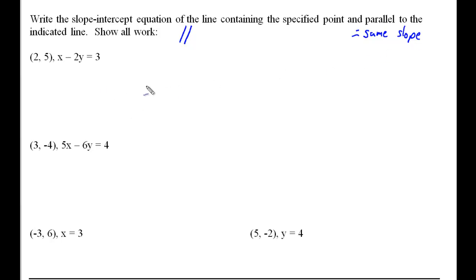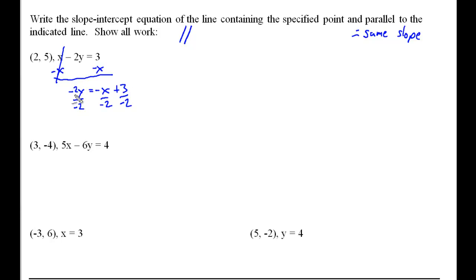Now to find the slope, we have to manipulate this equation to look like a slope equation. Like in the previous worksheet, we're going to kick the x out. So let's kick him out of the room. And therefore we got -2y is equal to -x plus 3. And then we're going to divide by -2. Now this is going to get our slope.